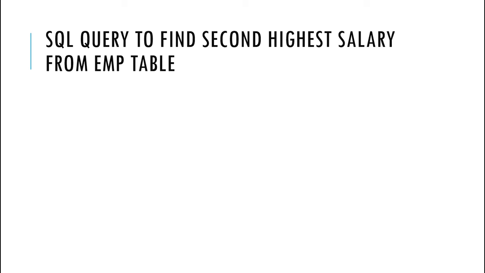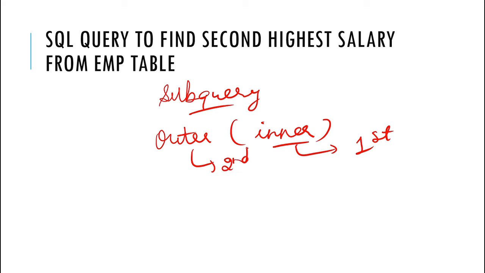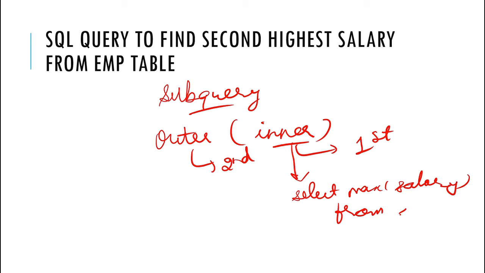Now we need to find the second highest salary of the employee. To find it, we are using the concept called subquery. In a subquery, it is a query inside a query. So this is the outer query, and inside this there will be an inner query. The inner query will be executed first and then the outer query will be executed. So here, the inner query I'm writing as select max salary from employee. I'm just finding the max salary. I will tell you why. This is my inner query.